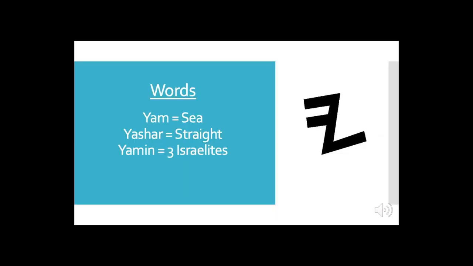We have some additional meanings for the letter Yod: closing hand, work, a deed done, a finished work. So these are all things that you do with your hands, right? You do a deed, you finish a work, your hand closes when it grabs hold of something. So yeah, it's all about the letter Yod.